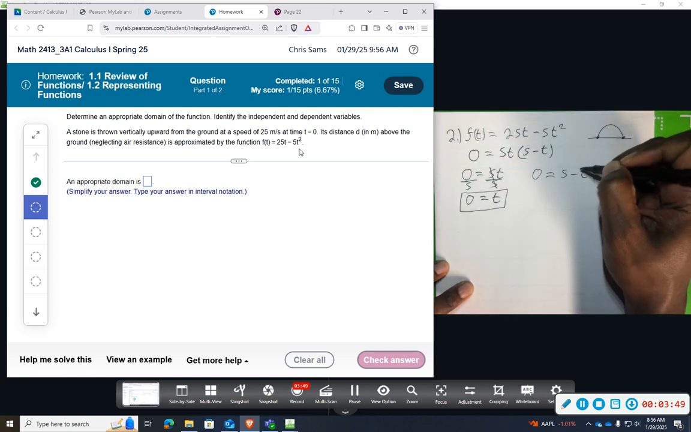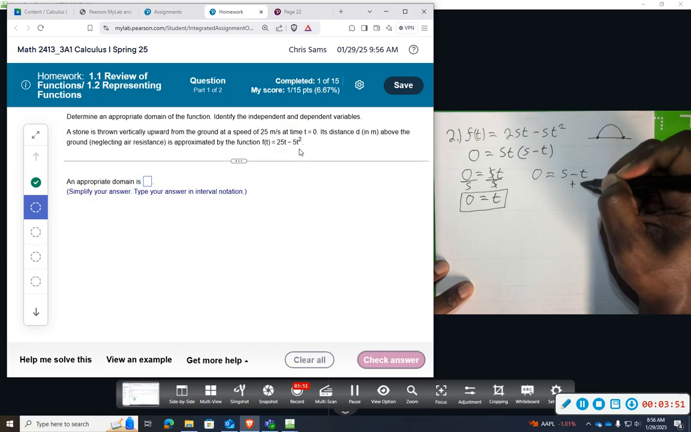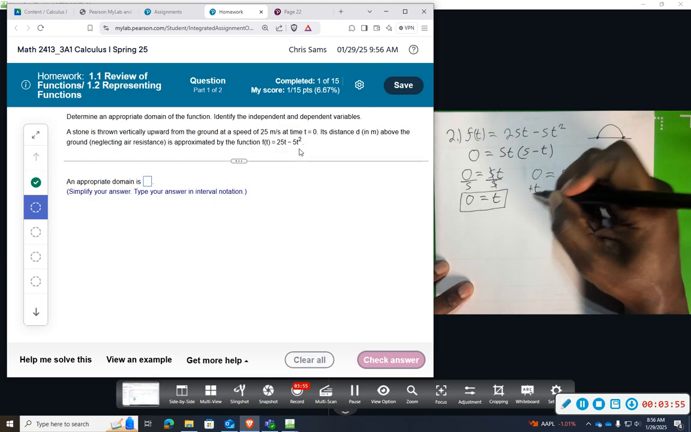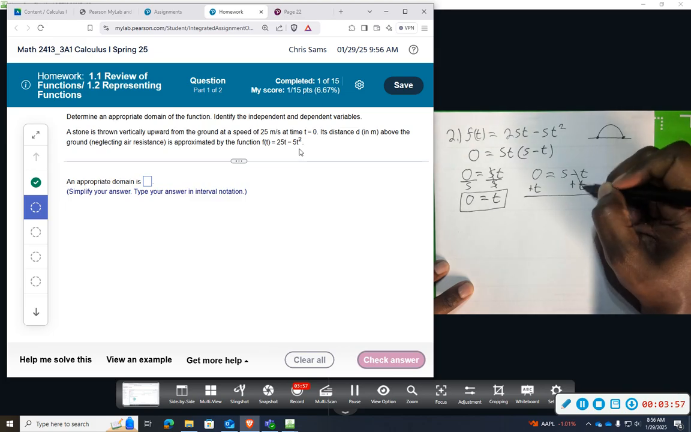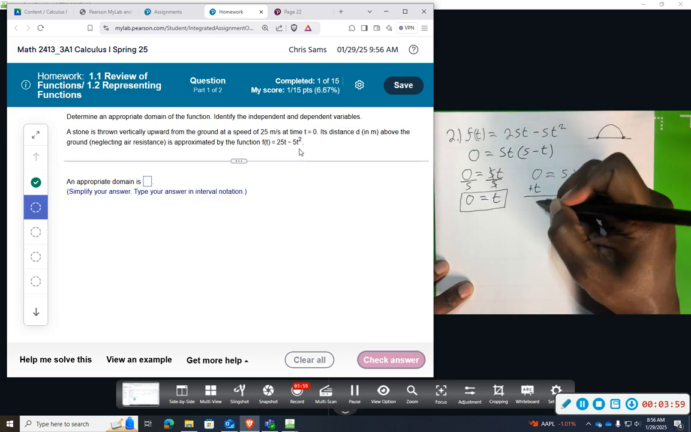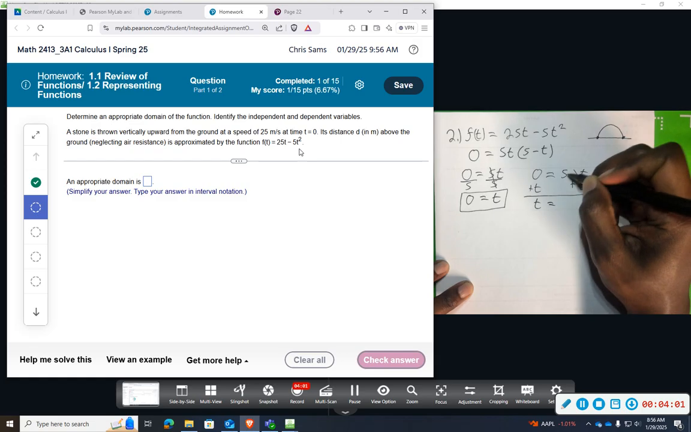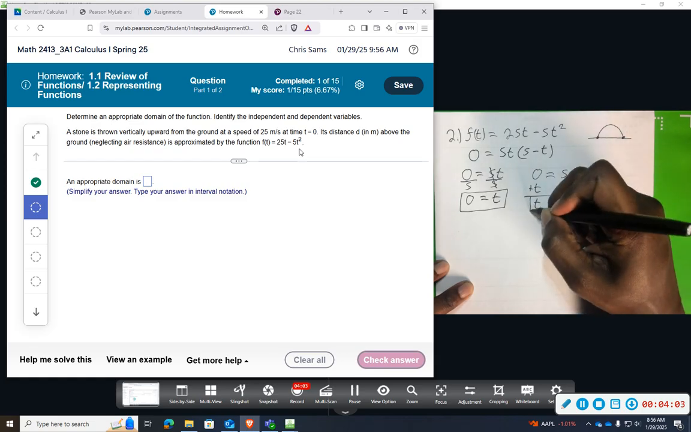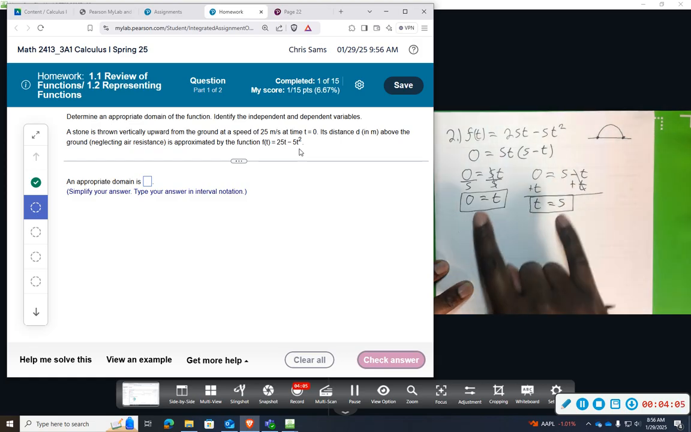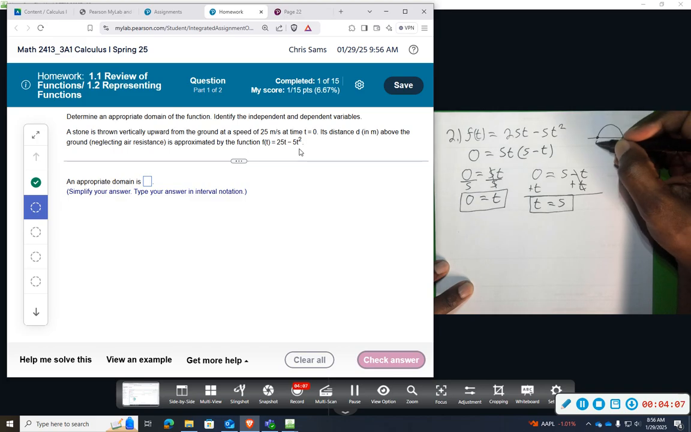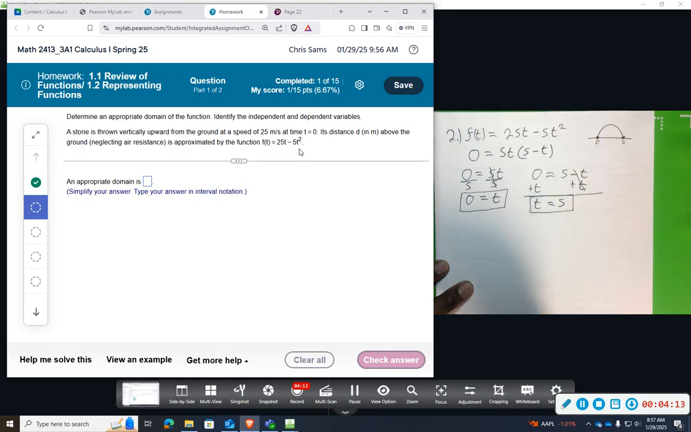Here, I need my variable positive, so I can just add the t to the other side. Positive and negative t will go to 0. 0 plus t will give me t, and that will be equal to 5. So it looks like this graph goes from 0, and then it's in the air for about 5 seconds, and then it hits the ground over here after 5 seconds have passed.